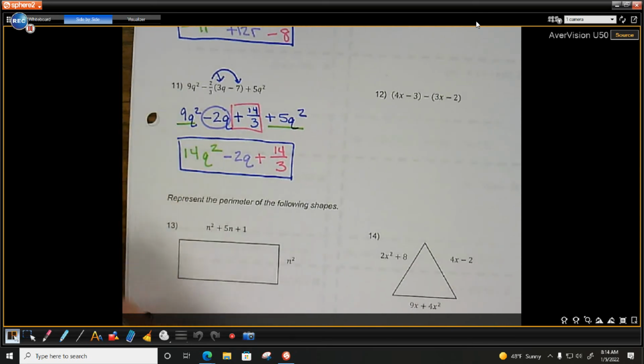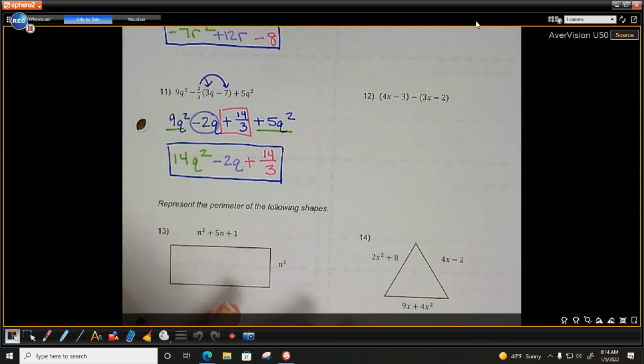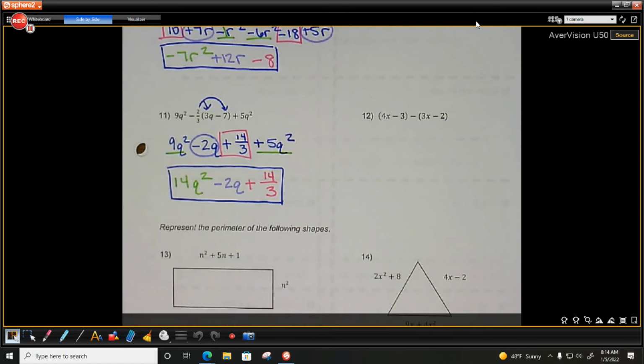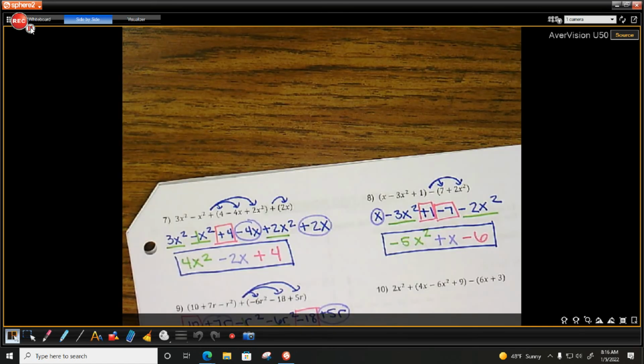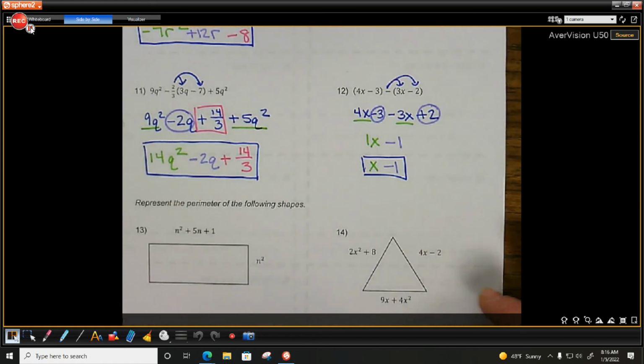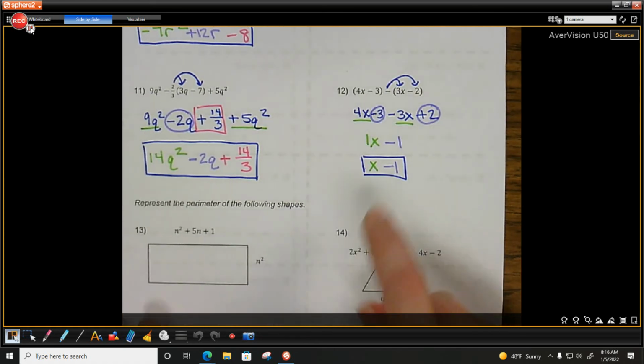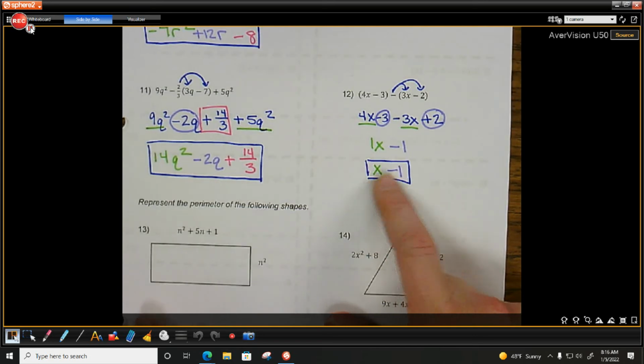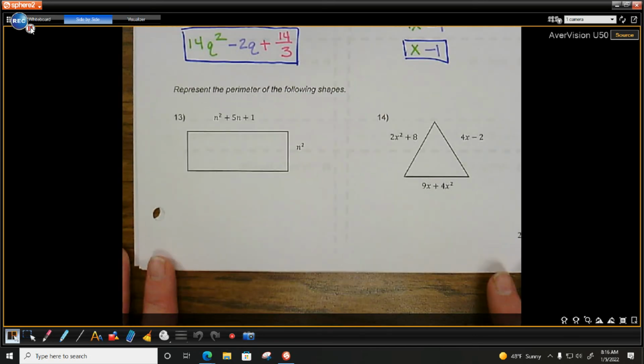Okay, I want y'all to try number 12 on your own. Okay, so I got x minus 1. Notice how I did also write it as 1x minus 1. Would that be acceptable? Yeah, but this is technically more simplified. Okay, we good? Okay, now we are going to go on to some application problems.